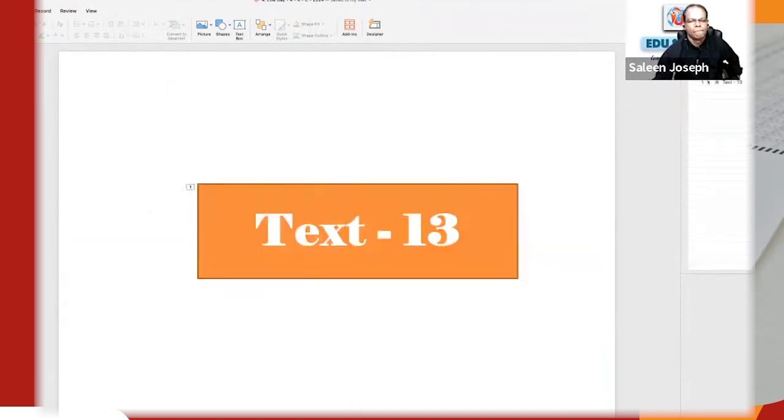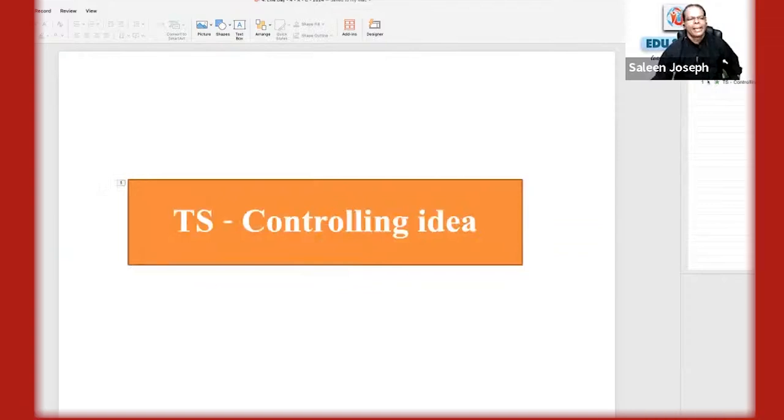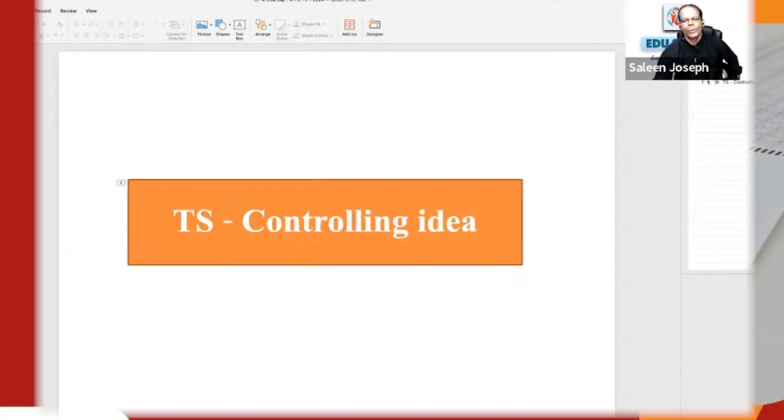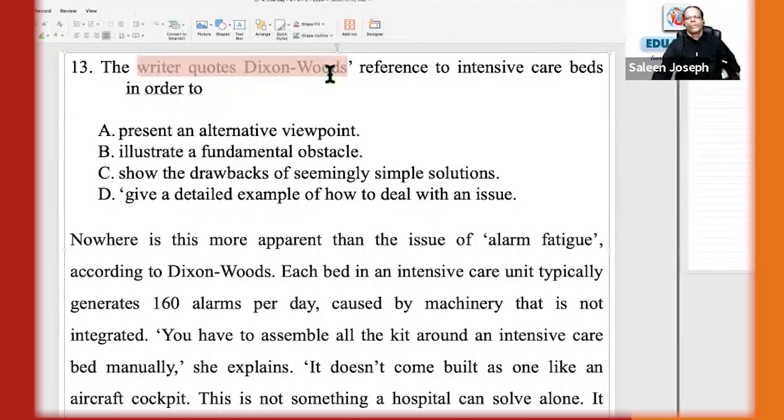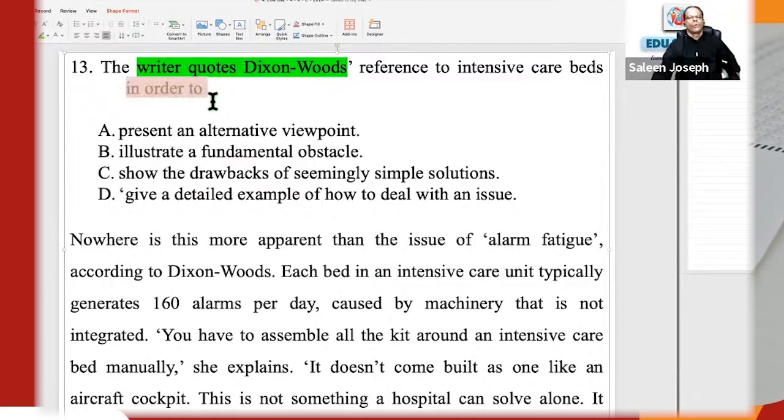Shall we go? Yes. Now again, text 13 speaks about topic sentence and controlling idea. The writer quotes Dixon Woods's reference to intensive care beds in order to... The writer quotes Dixon Woods for what purpose? In order to means for what does he quote Dixon Woods?